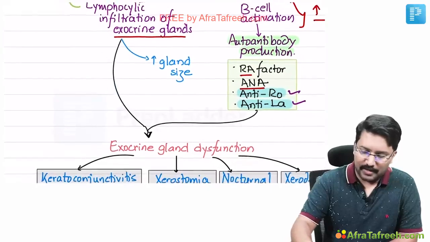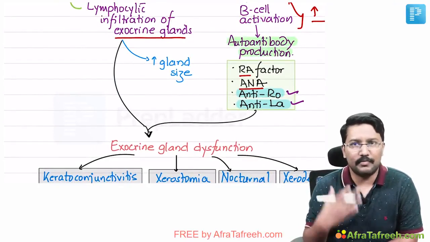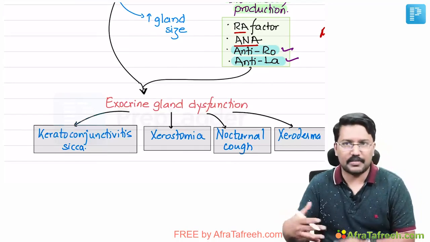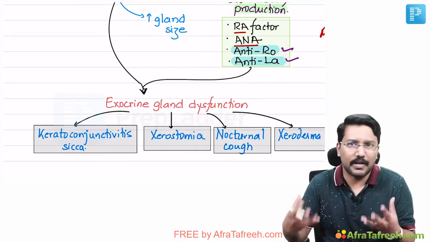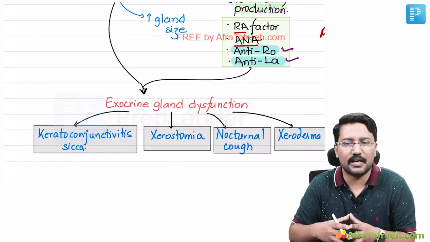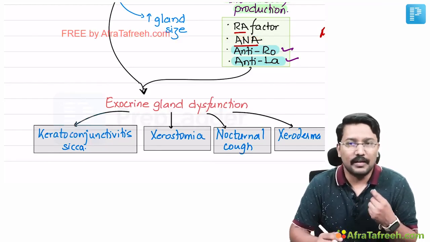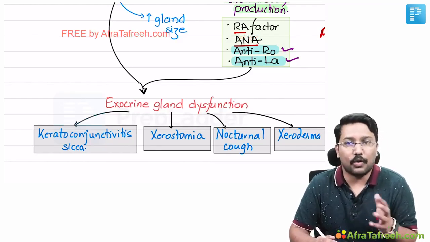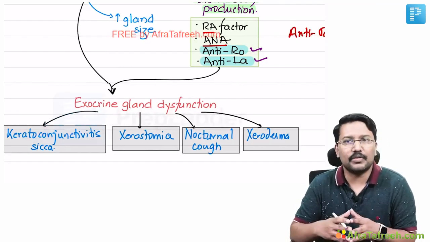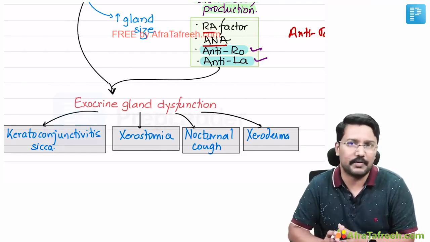Now all this put together, antibodies in whatever mechanism they are responsible for causing the gland dysfunction plus the lymphocytic infiltration causes the exocrine gland dysfunction, right? That manifests depending on what glands are dysfunctional. We have the clinical manifestations. If it is affecting the lacrimal glands, that causes keratoconjunctivitis sicca. If it is affecting the salivary glands, that causes xerostomia. Sometimes affection of the mucosal glands can cause nocturnal cough. That is one of the common complaints of these patients. And affection of the mucosal glands of the skin can also cause xeroderma, right? So these are the clinical manifestations.